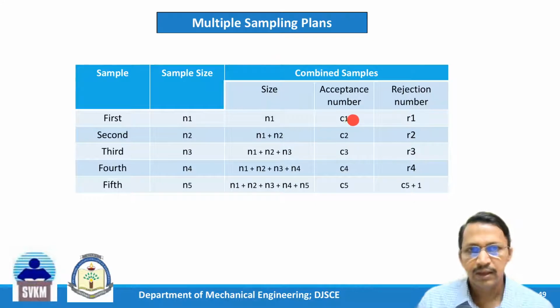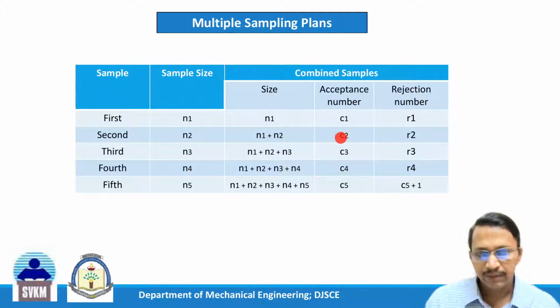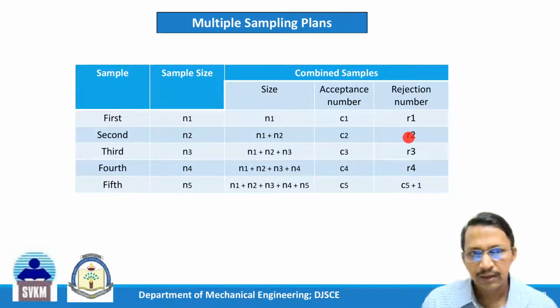But what if D1 is greater than C1 and less than R1? Then you take the second sample. The second sample will consist of N2 pieces, and the total size will be N1 plus N2 cumulative, and find out the defectives in this. Let us say for N1 plus N2 together the number of defectives is D2. Now for D2, the acceptance number is C2, so if it is less than or equal to C2, accept the lot. If it is greater than R2, then reject the lot. R2 is the rejection number for the second sample.